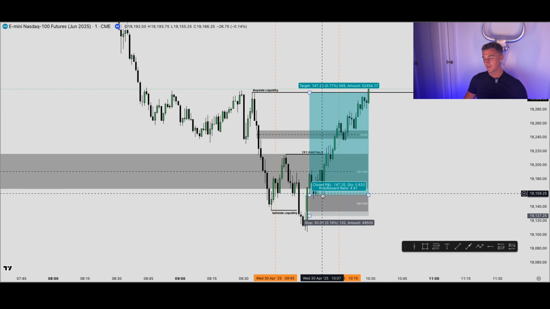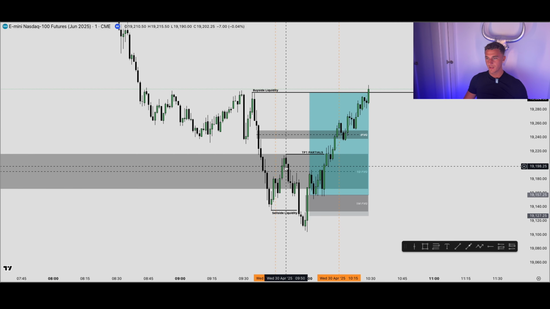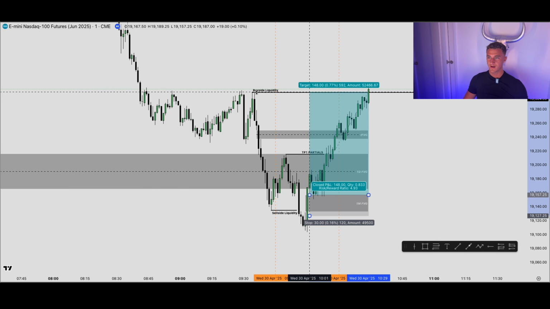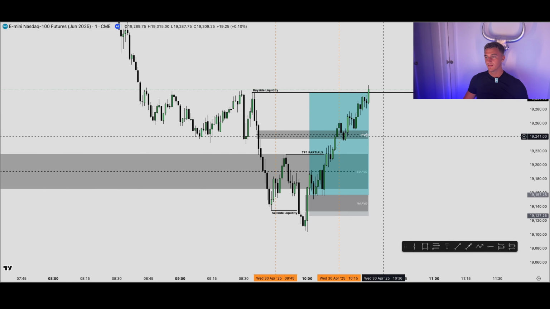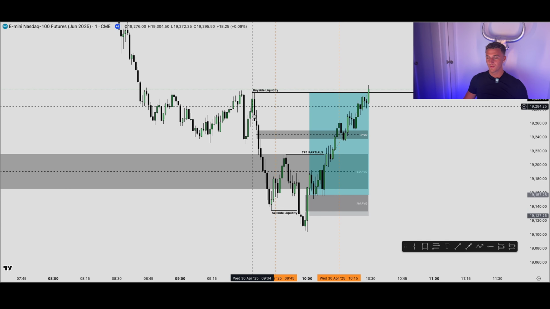We came very close. We did not get stopped out. Price ended up pushing higher. Took out this internal buy side liquidity level here for around 60 handles. All right, I decided to take some of my position off. This is a good area to take partials, right? It's also 50% of this price range.